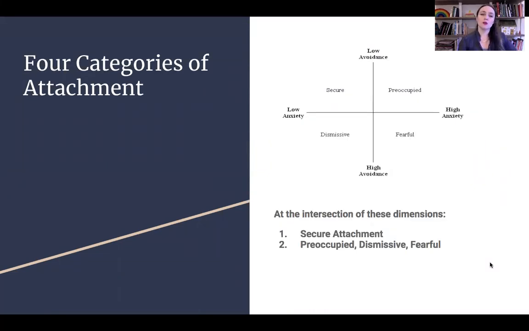So we're going to be talking about the 4 categories of attachment, and these are measured on a spectrum of anxious attachment to avoidant attachment. With anxious attachment, we're working with a concern about the availability and willingness of another to respond to us. With avoidant attachment, this refers to a continuum of comfort or discomfort with intimacy, emotional needs, and commitment.